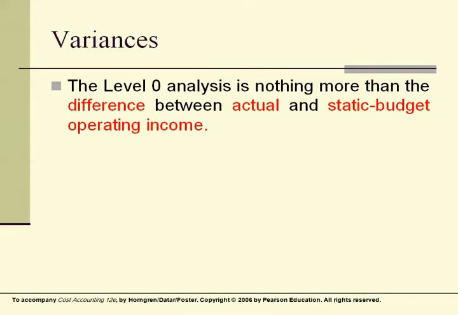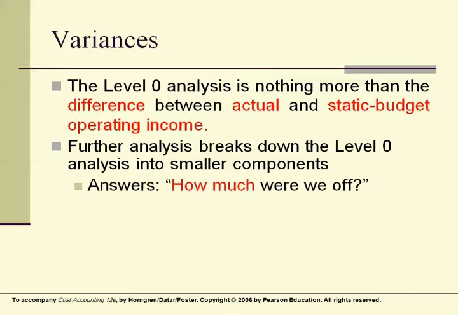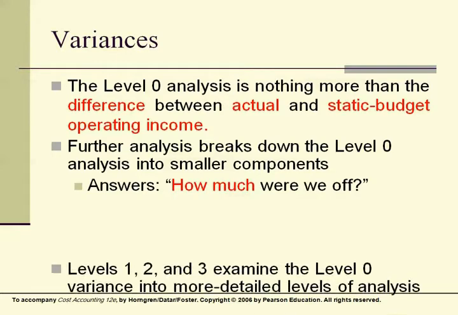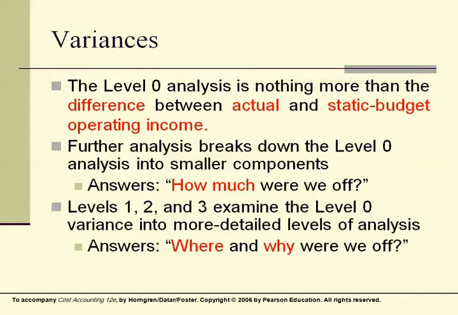Level 0 analysis is nothing more than the difference between actual and static budget operating income. Further analysis breaks down the level 0 analysis into smaller components. It answers how much were we off. Levels 1, 2, and 3 break the level 0 variance into more detailed levels of analysis, and answer where and why we were off.